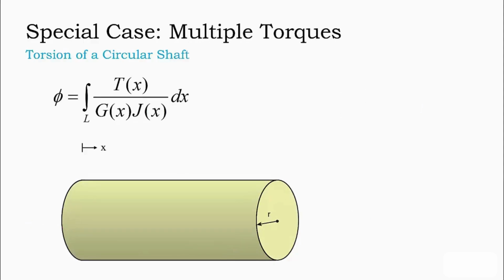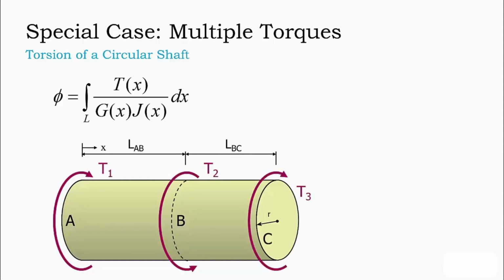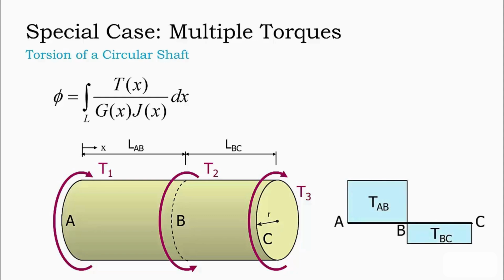The second special case we will look at is a uniform circular shaft subjected to multiple torques. Consider the uniform shaft shown here. If torques are applied at locations A, B, and C, as illustrated here, the internal torque is no longer constant along the length of the shaft. However, if we draw the internal torque diagram for the shaft, we can see that the shaft becomes segmented into sections with uniform torque. In this particular case, section AB and section BC.